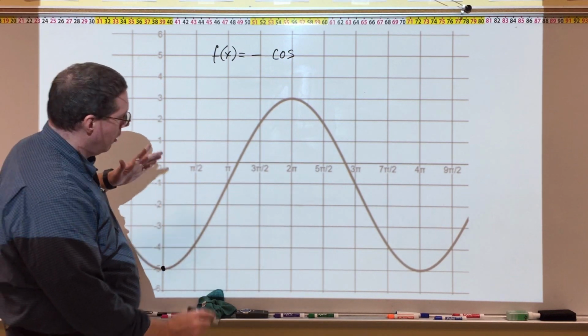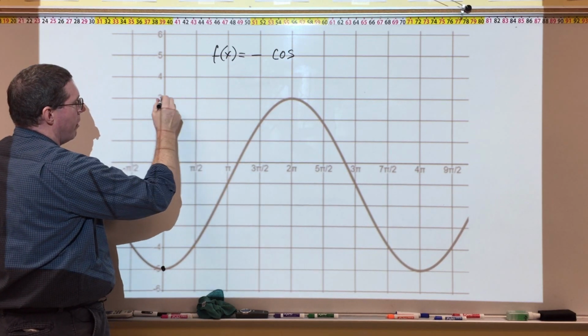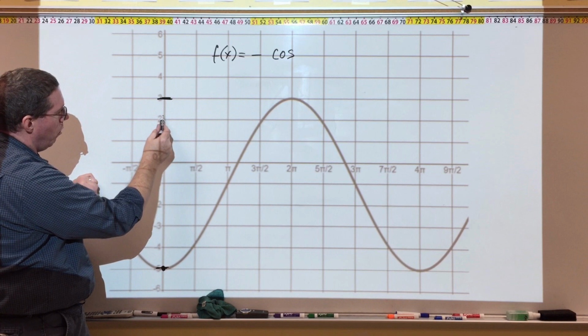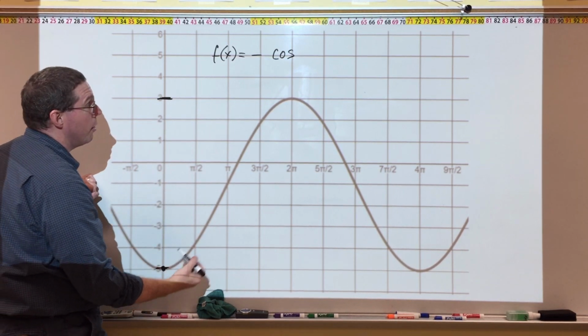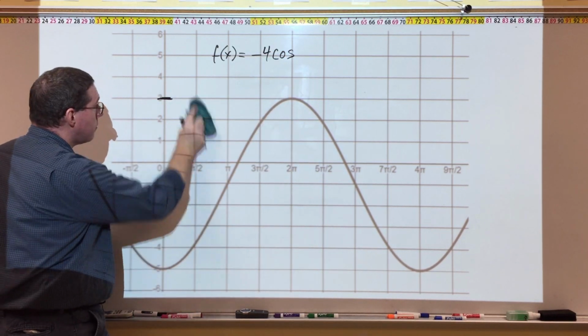Let's find the amplitude. Okay, it's going to be hard. Here's already a low point, and here's a high point. It's going to be hard to count. The high point is at 3. The low point is at negative 5. So let's count from here. 1, 2, 3, 4, 5, 6, 7, 8. Divided by 2 is 4. So that's negative 4 cosine.